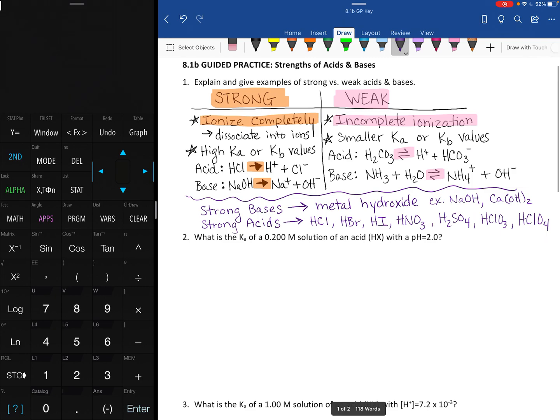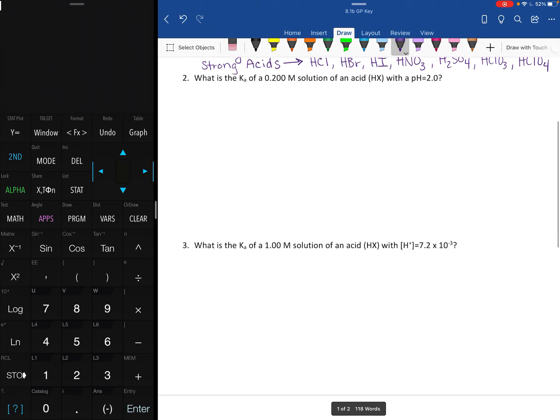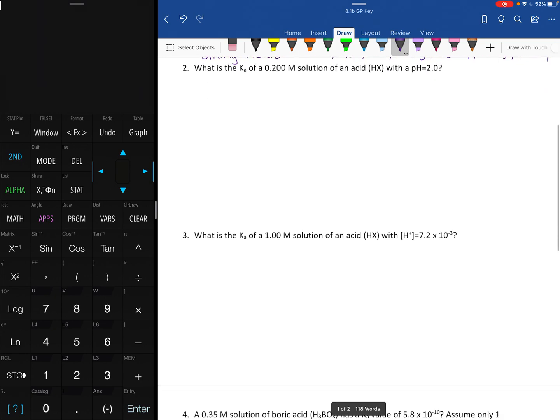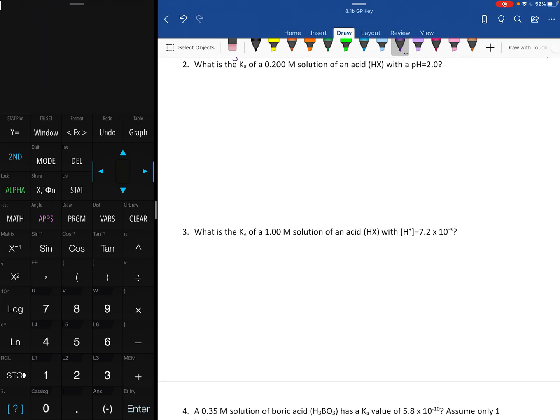And we're going to use a generic form for this with a weak acid, or just an acid, HX, or we can use HA, however you like to do that. What is the Ka of a 0.2 molar solution of an acid with a pH of 2.0? Okay, so we want to do some problem solving here. The first thing I'm going to do is go ahead and set up an ICE table.